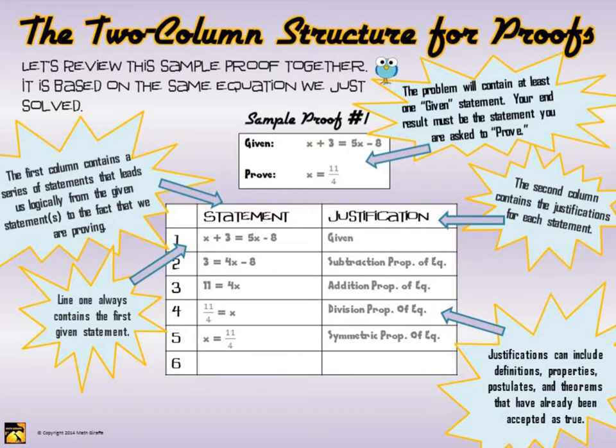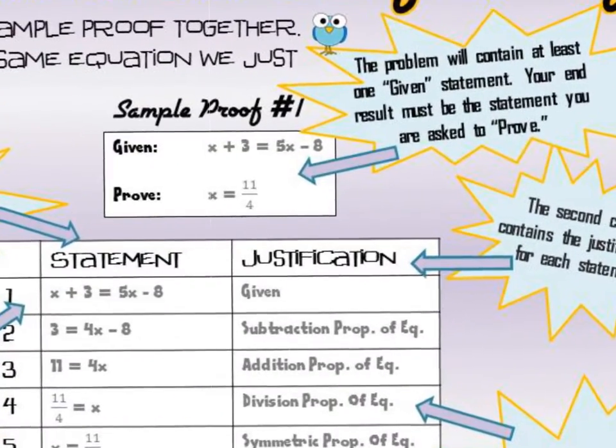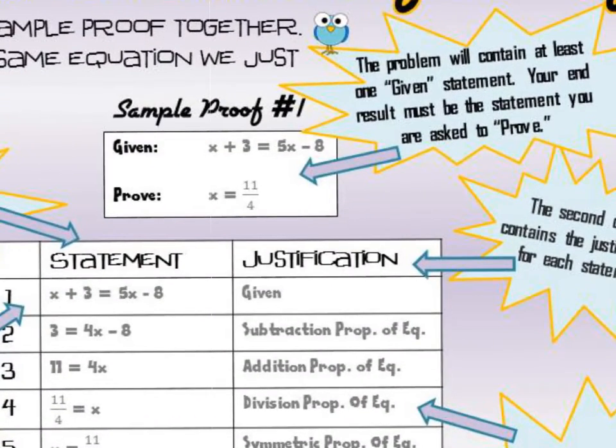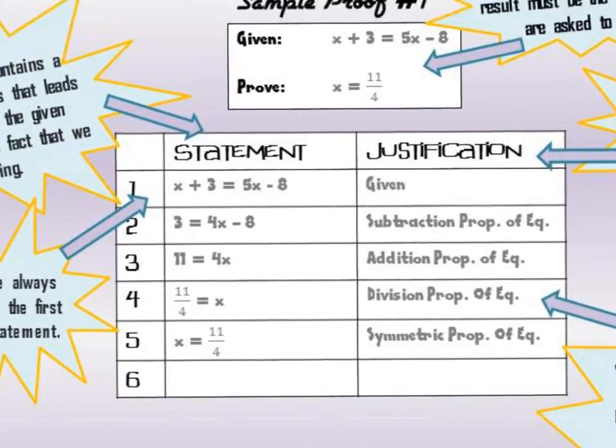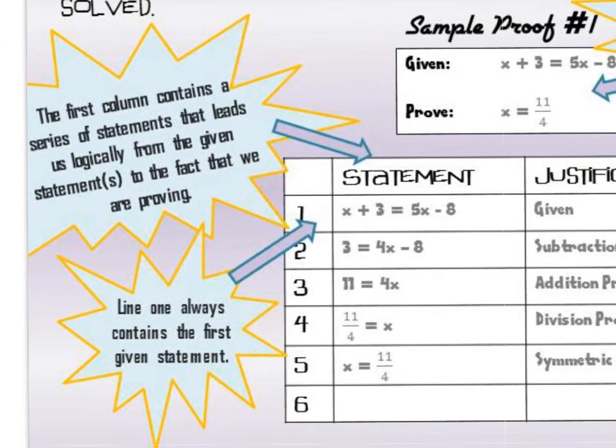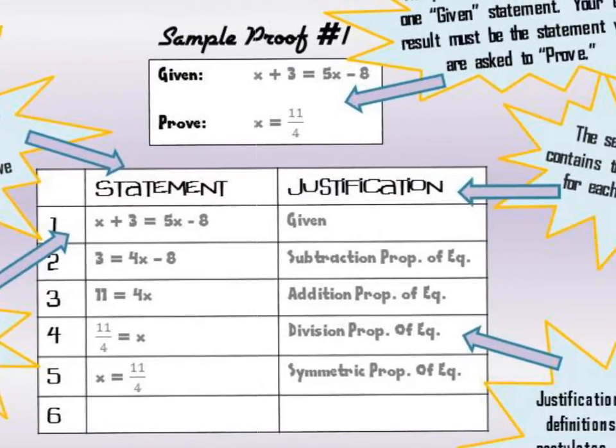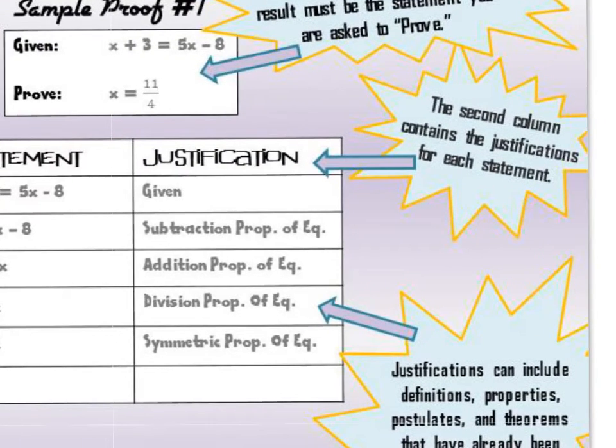Okay, so here's your two-column proof. So sample proof 1, the problem will contain at least one given statement, and your result must be the statement you are asked to prove. So we are given this, and we are asked to prove that x equals 11 over 4. So then we have our two-column proof. The first column contains a series of statements that leads us logically from the given statement to the facts we are proving. And then on the right side, the second column contains the justifications. That's where you put your postulates and theorems and properties.